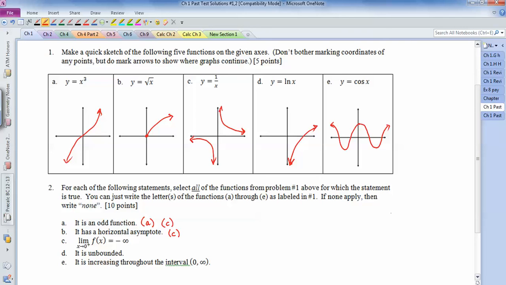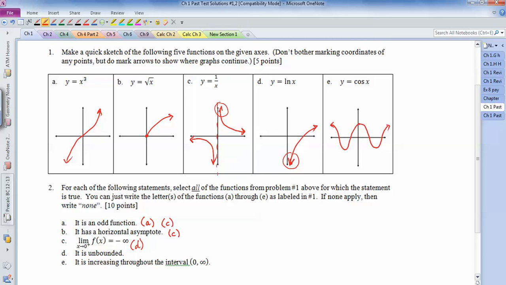Part C here says the limit as x goes to 0 from the right of f of x is negative infinity. So as we look at values of x that are positive, but just around 0, the y values have to go to negative infinity. So you might think it's this graph right here, but as x goes to 0 from the right, this goes to positive infinity. This one goes to negative infinity. So really the only choice here is D for part C.